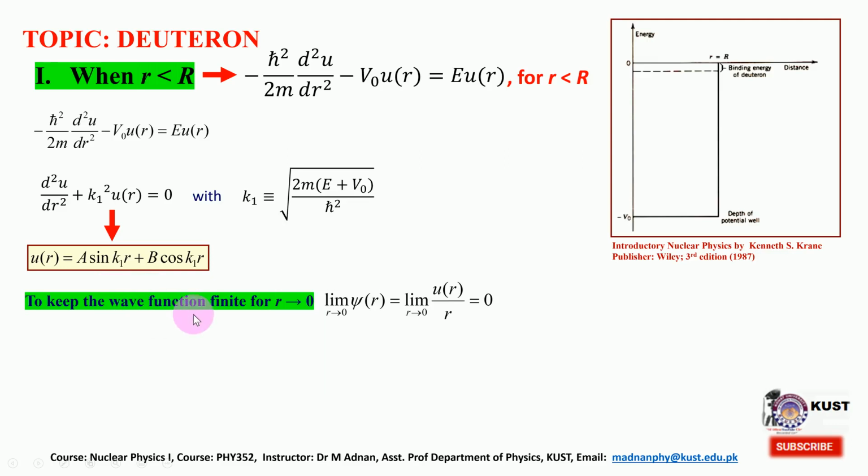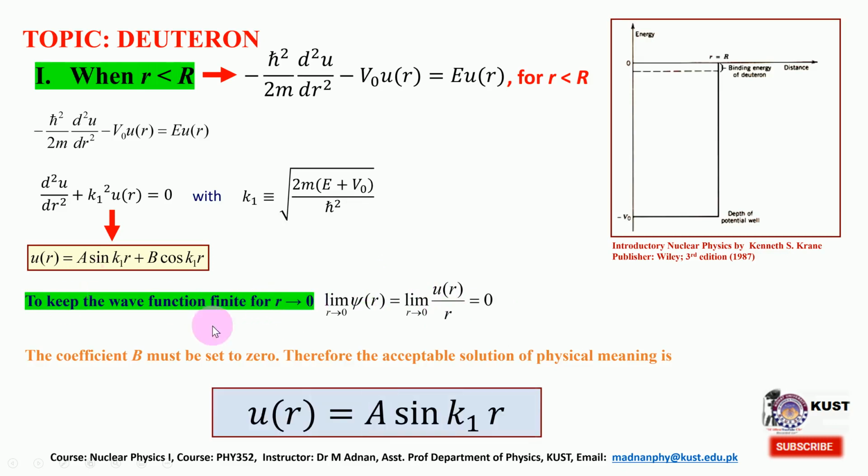Now we need to use the finiteness of the wave function. That is, the wave function should be finite. That is, once R goes to 0, this U will be 0. That is, this wave function should give you 0 once this R goes to 0.